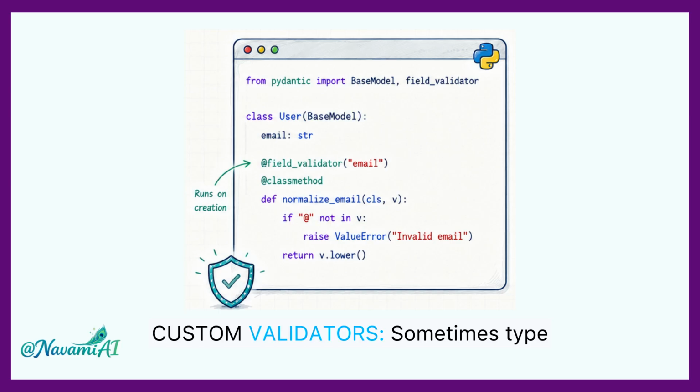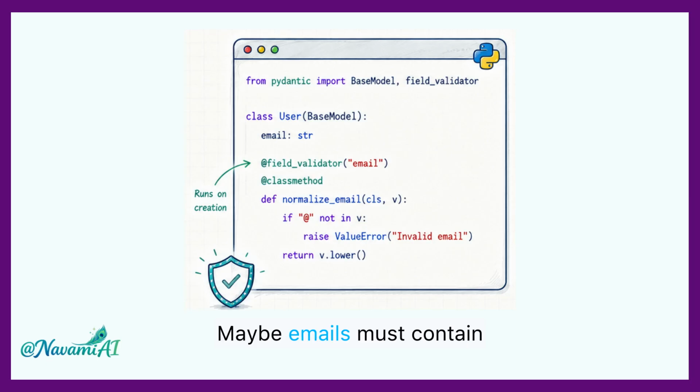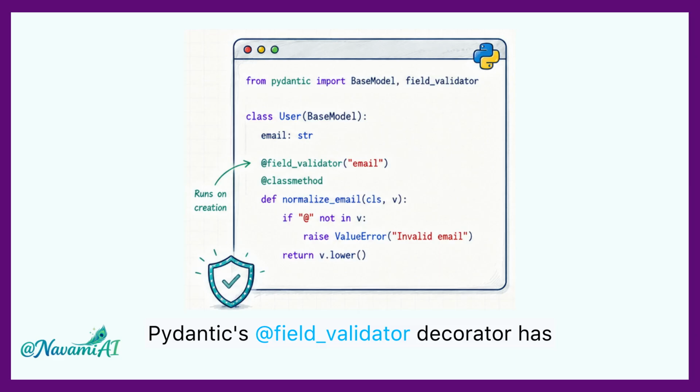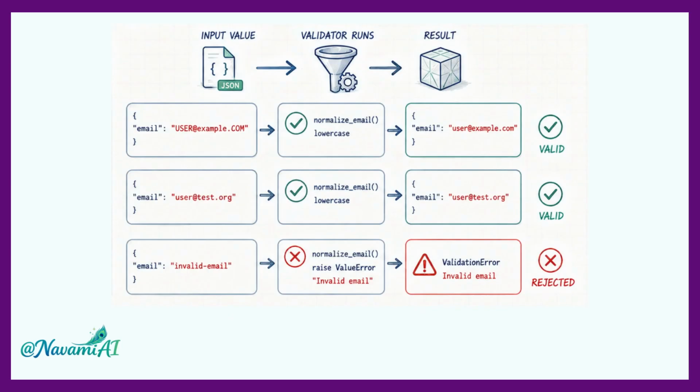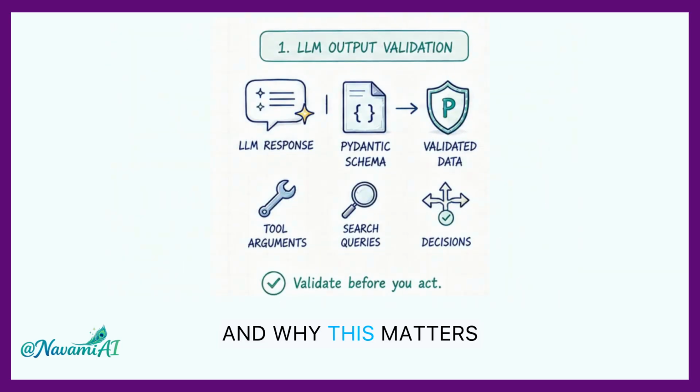Custom validators. Sometimes type hints alone aren't enough. Maybe emails must contain an at sign or usernames must be lowercase. Pydantic's @field_validator decorator has got you covered. Try to understand the given example. The validator runs automatically during object creation. It can validate, transform, or reject the value. This is how you enforce business logic without scattering if statements across your code base.